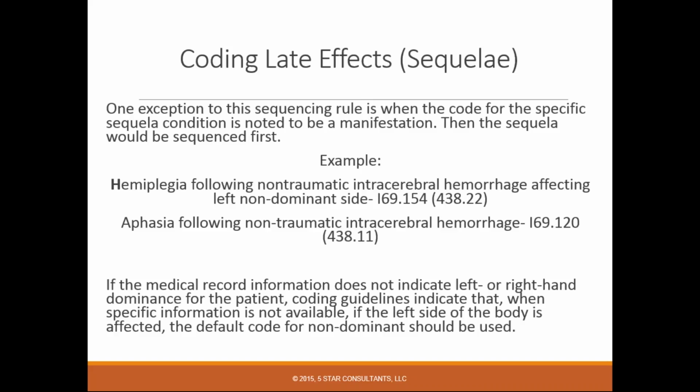So now there's one exception to that sequencing rule, and that's, of course, if it's a manifestation. So hemiplegia following non-traumatic intracerebral hemorrhage affecting left non-dominant side. What is that? That's our 438.22. And now it will be I69.154. Aphasia following non-traumatic intracerebral hemorrhage, I69.120. That's our 438.11. If the medical record doesn't indicate left or right hand dominance, the coding guidelines now indicate that when it's not available, if the left side of the body is affected, then non-dominant should be used.